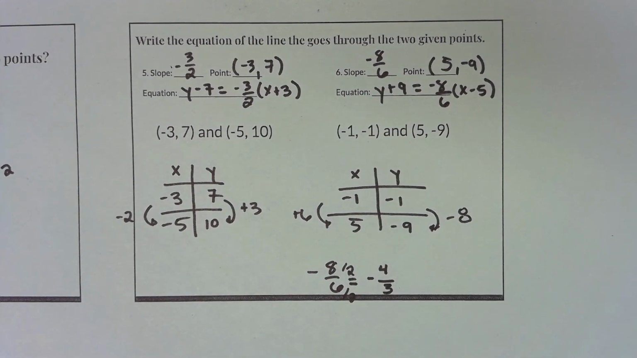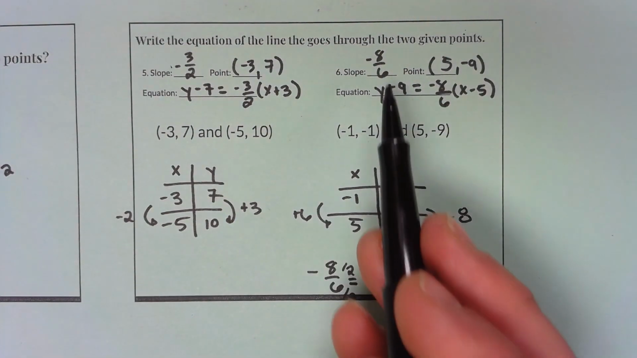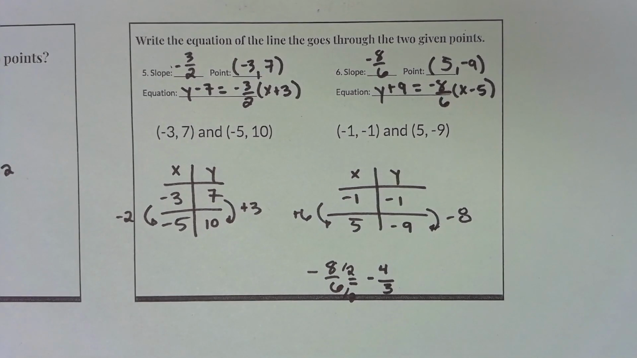You don't need to do that, okay, but for those of you that are picking up on that, I would absolutely do that every time, because it's something that you actually end up doing quite a bit when you get to Algebra 2 and pre-calculus. All right, then I chose (5, -9) to use in my equation, making it y plus 9 equals negative 8/6 times x minus 5.